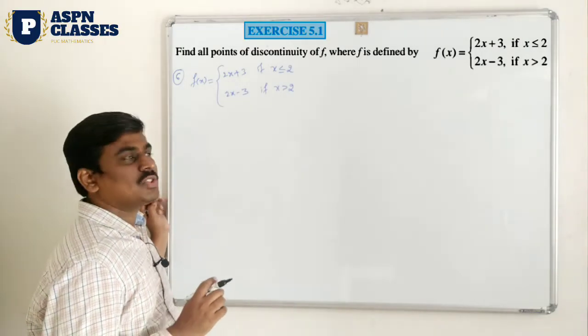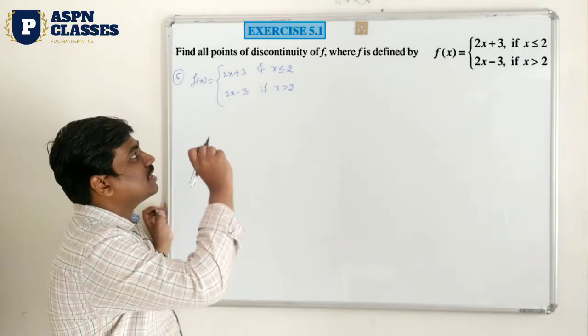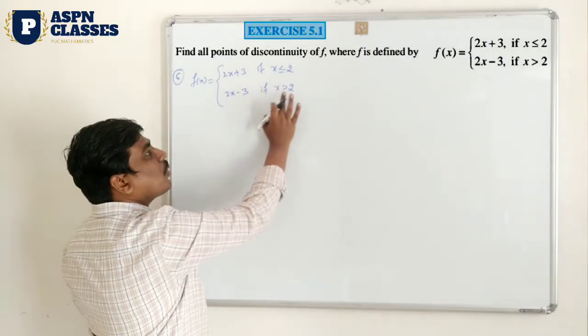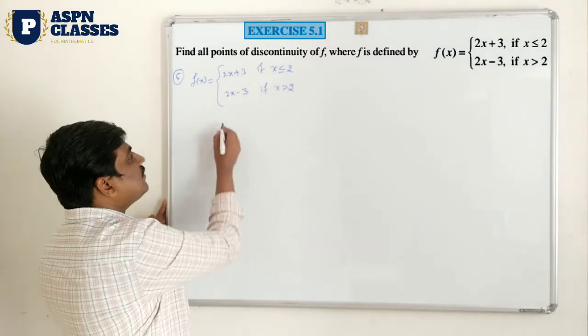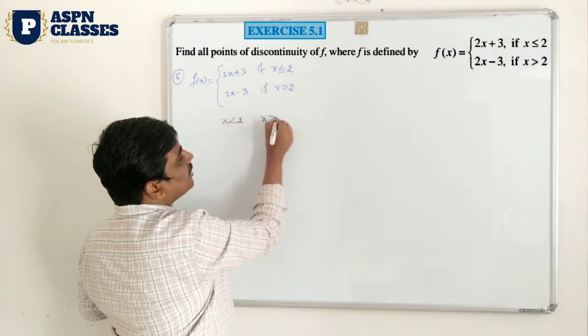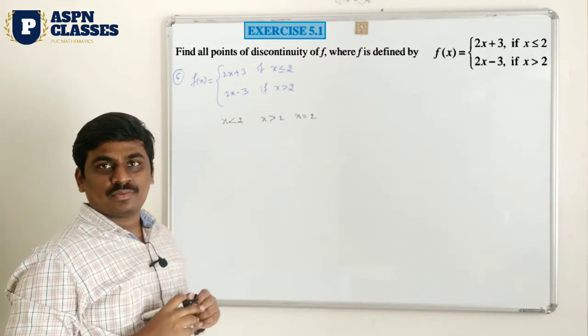See, in this case also you have to check whether the function is continuous. Whenever the function is given piecewise, you have to focus on this point only. That point you also have to check in these 3 ways. What are the 3 ways? x is less than 2, x is greater than 2, and x is equal to 2. These 3 points you have to check.